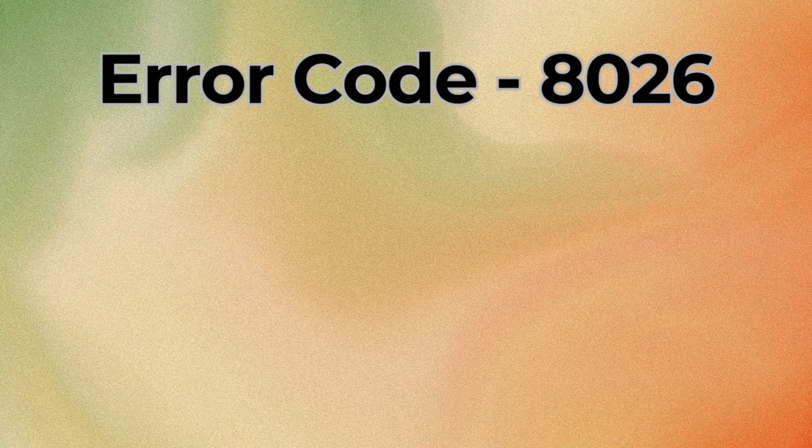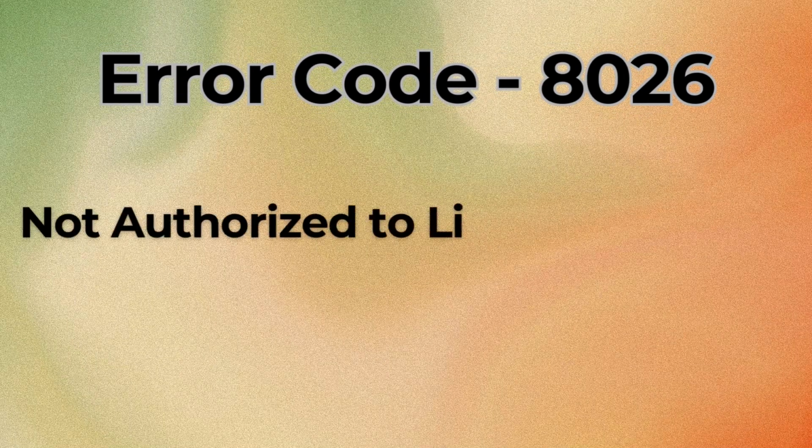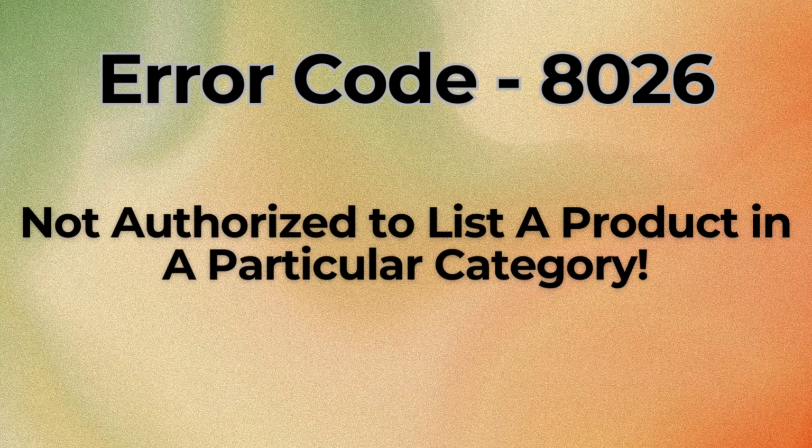The next one is error code 8026. Not authorized to list a product in a particular category. For certain categories, subcategories and brands such as automotive and power sports, music, fine arts, entertainment collectibles, etc., sellers require Amazon approval. If you don't have the selling approval and you want to list, you will get error code 8026. To fix this error, you need to request Amazon for approval. For this, you need to apply for Amazon approval via Seller Central.